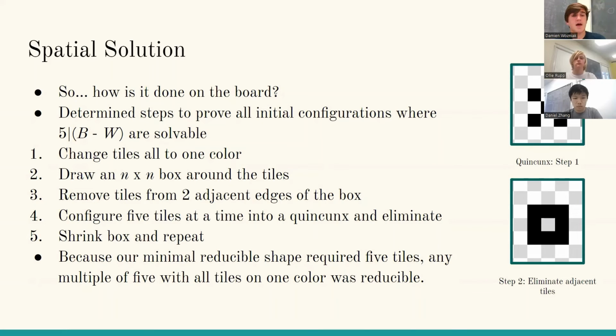Then you can draw an n times n box around the tiles, since we have an infinite plane and a finite number of tiles. Then you can remove tiles from 2 adjacent edges of the box and configure these 5 tiles into a quincunx shape on the outside and eliminate these tiles. Then you can shrink the box and repeat.